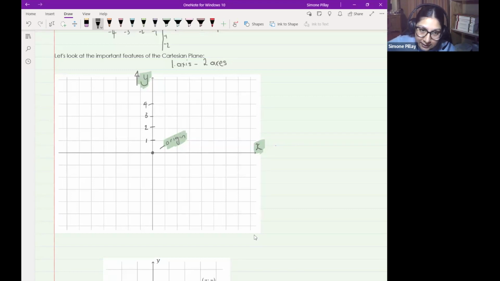So Itandile has led us up to our next point. On my number lines, both of my number lines, we have zero in the middle, and that is what we call our origin.